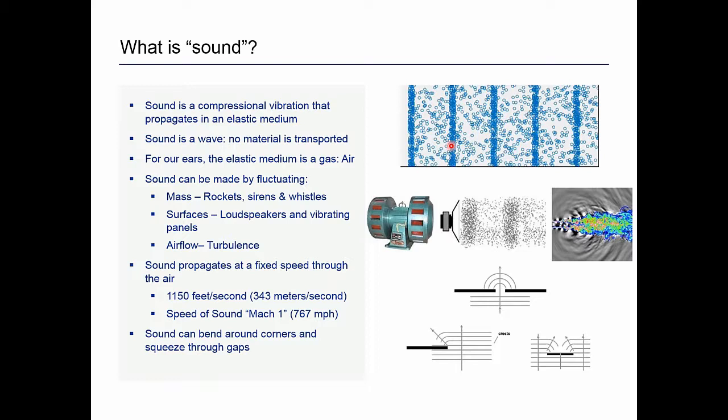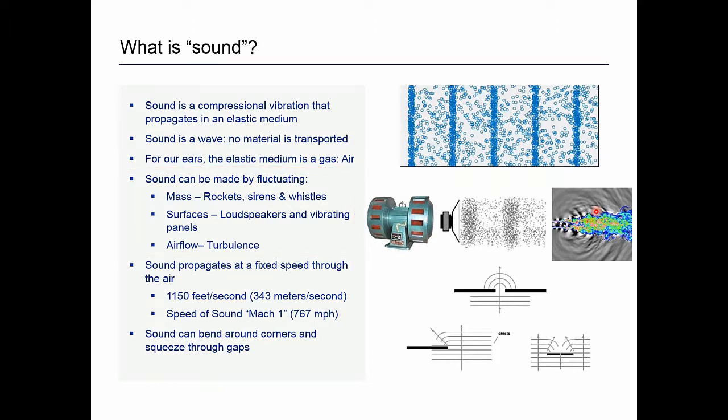It's obviously air. How sound is made is what's crucially important to what we're talking about today. And it can basically be made by three different actions. You can vary the mass, and for example, that's how rockets and sirens work. That's why they're so loud and effective. You can move surfaces like loudspeakers or vibrating equipment panels. And finally, you can vary the energy in airflow by causing turbulence. Primarily, the causes of HVAC noise are the latter two, moving surfaces and air turbulence.